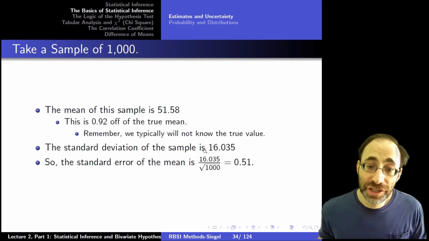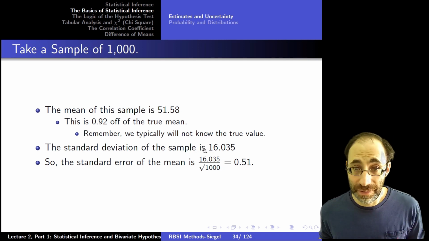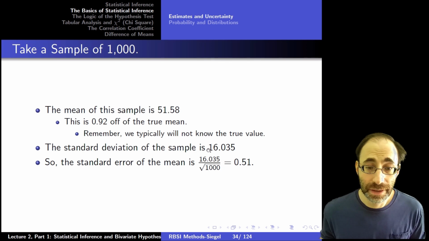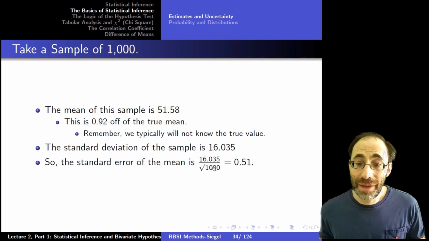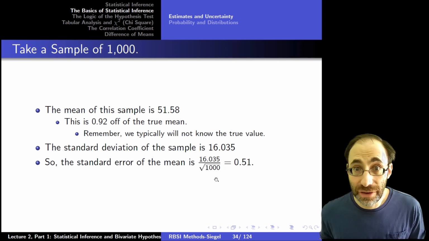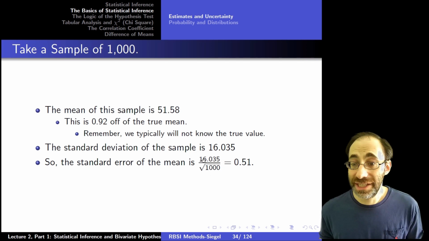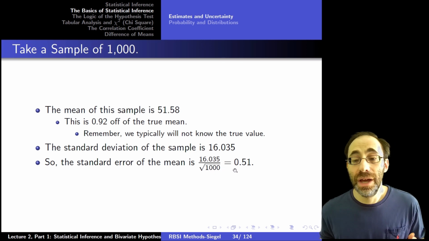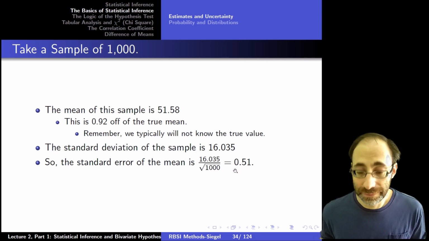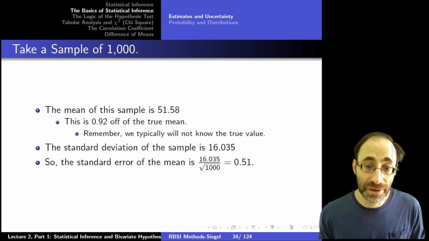We could take a standard deviation of the sample of 1,000, and then we can use that formula we had before to calculate the standard error of the mean in that sample. So it's 16.035 divided by the square root of 1,000, which is about 0.51. That's our standard error.